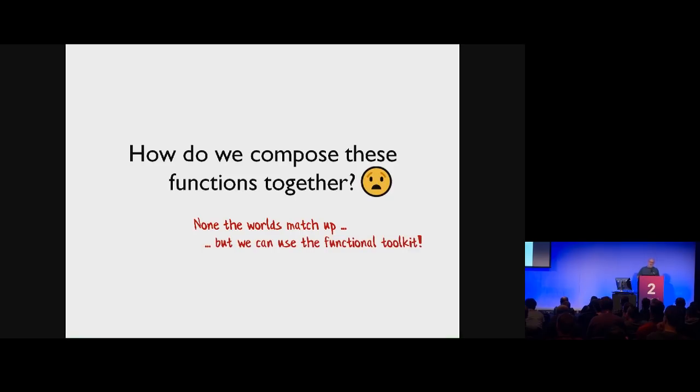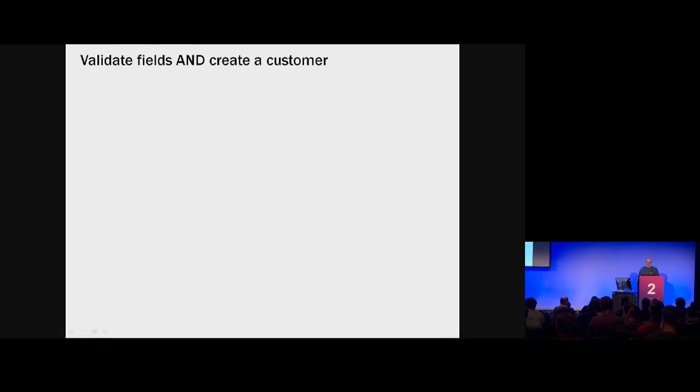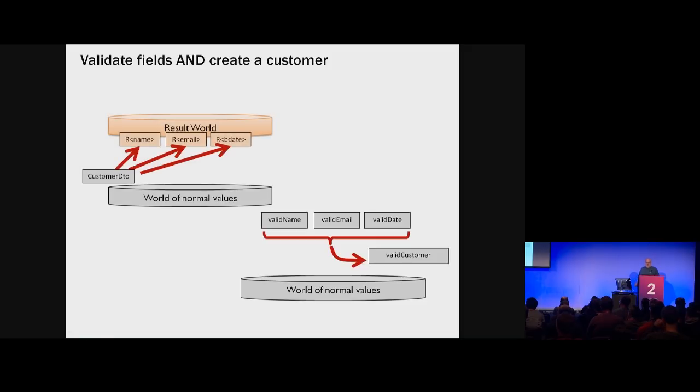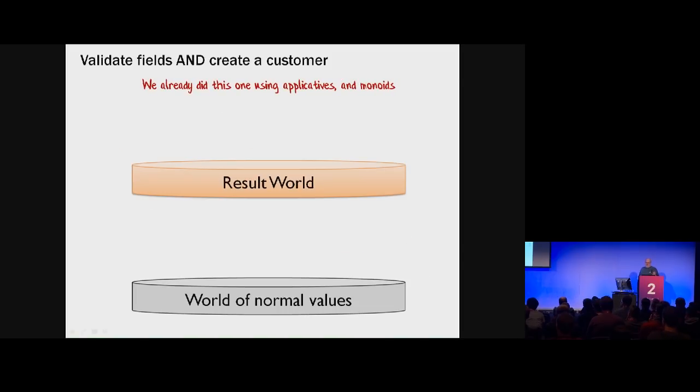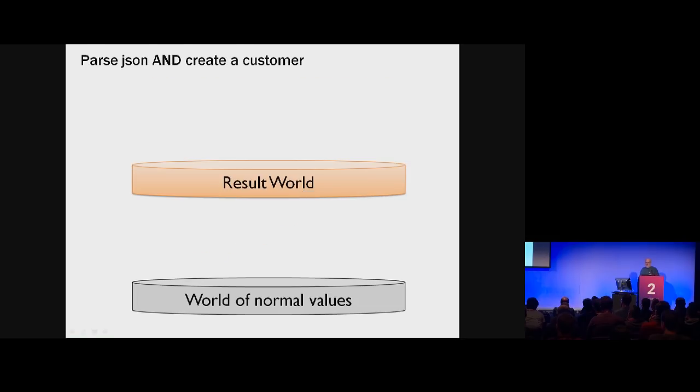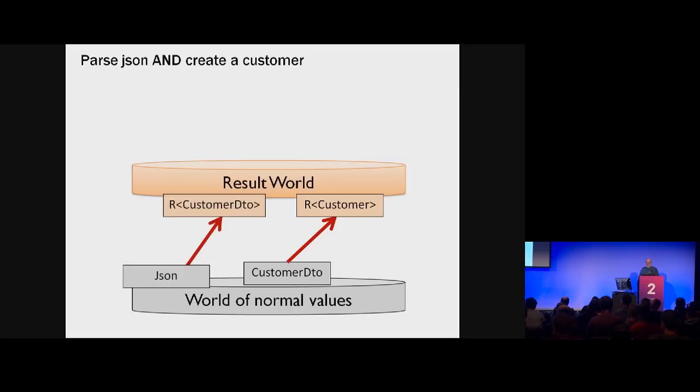But luckily, we can use our functional toolkit, which we know how to use. So the first thing is we have this parsing thing and the creating the customer. We just saw how to do that with the applicatives. So we can actually replace that with a function that turns a DTO into a customer. Okay, so we've got a DTO and a customer. Now, where does the DTO come from? It comes from parsing the JSON. But when we parse the JSON, we don't get a DTO. We get a DTO or a possible error. So it's not compatible. We have these diagonal functions. Well, how do we do that?